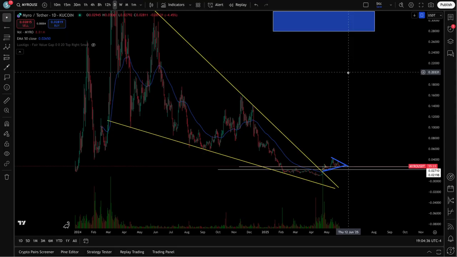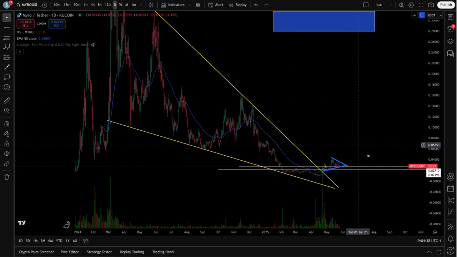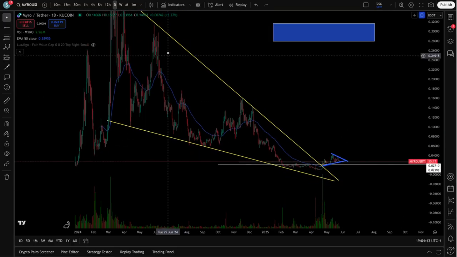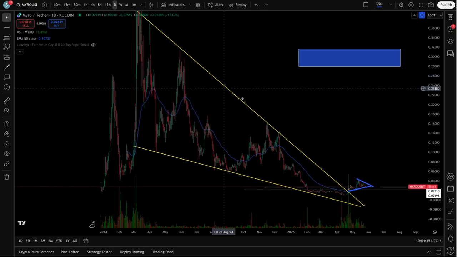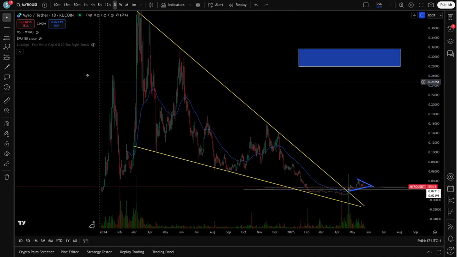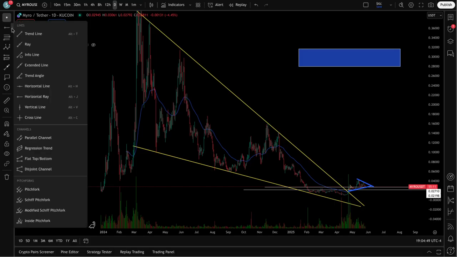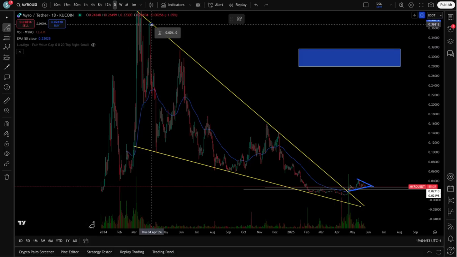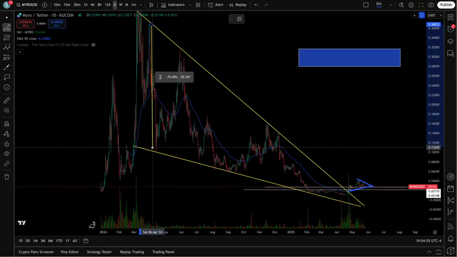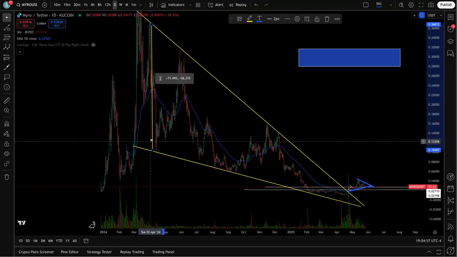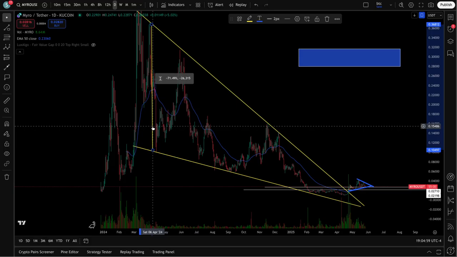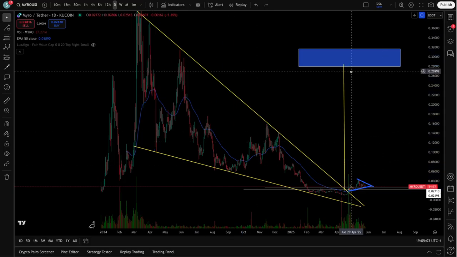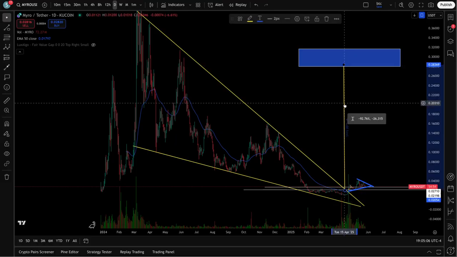All right, so let's zoom into this and see what's going on here. First off, the way you should look for a target for a falling wedge is you take the width of the wedge, and that gives you your target, right? So if we take the width of this thing, move it over, put it on our breakout, it brings us right up to roughly 28 cents.